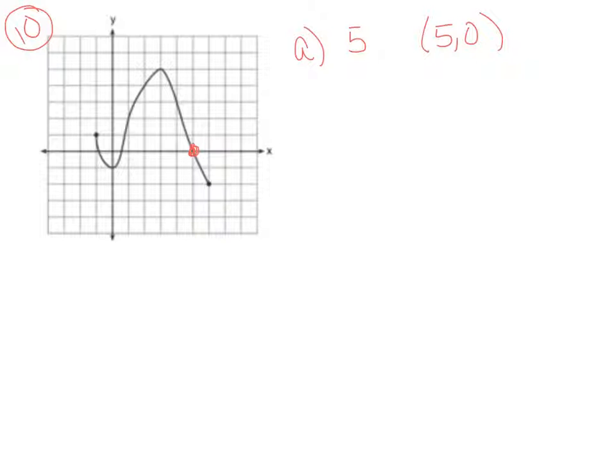The next thing that we're asked for is to identify the y-intercept. That's part B. The y-intercept, of course, is where the graph clearly intersects the y-axis, and that happens at negative 1, or at the point 0, negative 1. From here, we need to do some work to identify our domain and range.